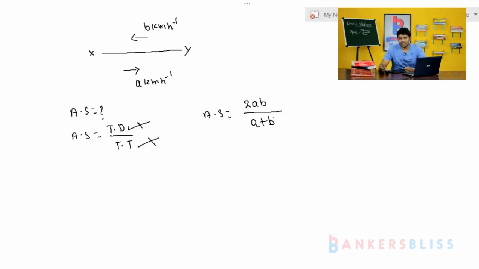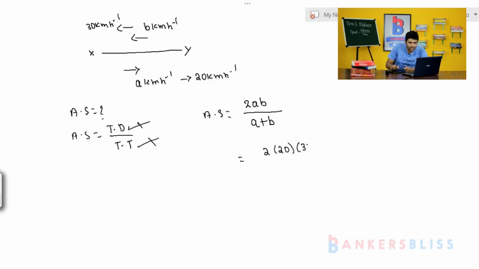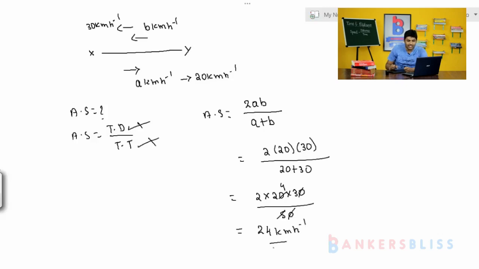Okay. So, let me take the best example. See here, while going in this direction, he travels at 20 kilometer per hour. While coming back in this direction, he travels at 30 kilometer per hour. So, what is the average speed? Average speed is equal to 2AB, 2 into 20 into 30 divided by 20 plus 30. So, which is equal to 2 into 20 into 30 divided by 50, 0 cancel, 5 4s are 20, 4 2s are 8, 8 3s are 24, 24 kilometer per hour. This is the average speed.